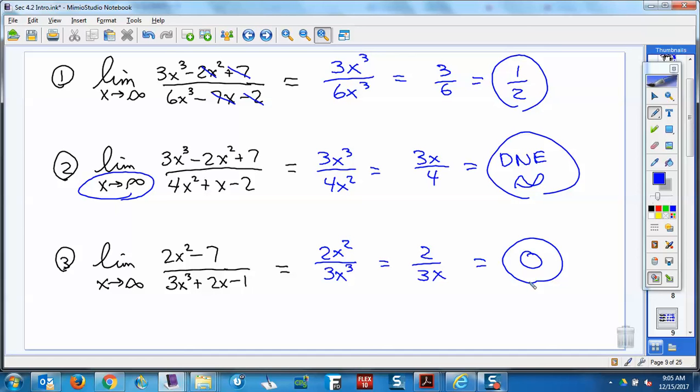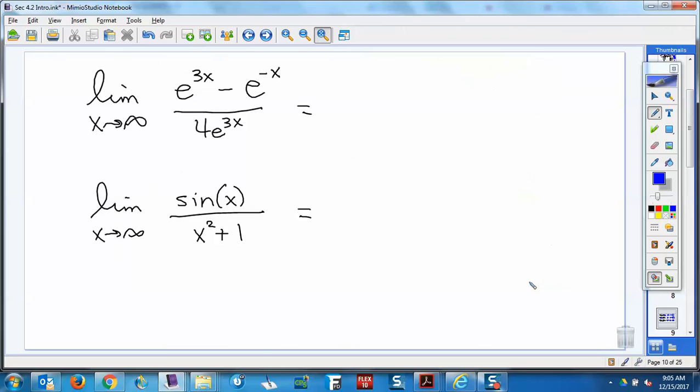Gets really, really small. Goes down to 0. Okay? So 2 over 3 billion, 0.0000000, right? It's going towards 0. Okay? So there you go. So even powers, okay, high power on top, going to be infinity, high power on the bottom, going to 0. All right. Now, what happens when you get one like this, where it's not about the powers?